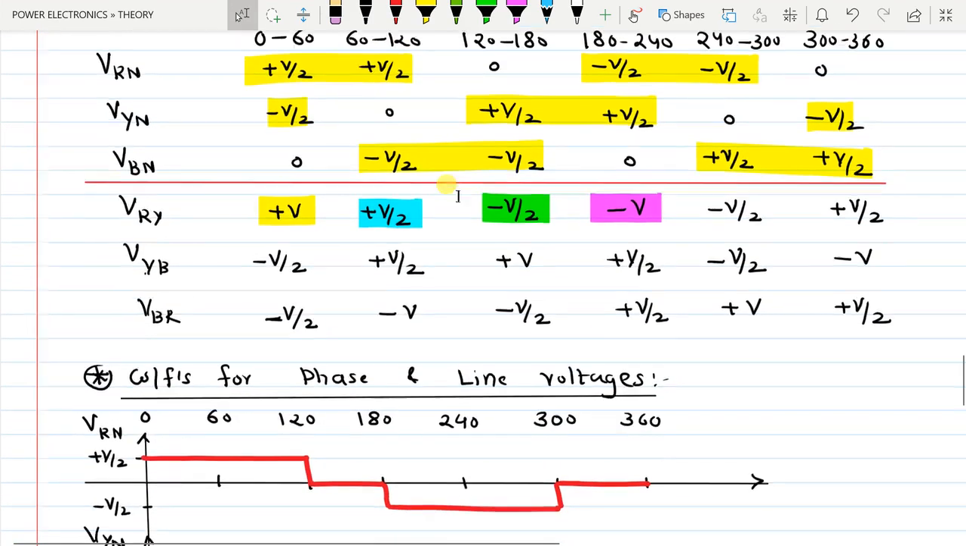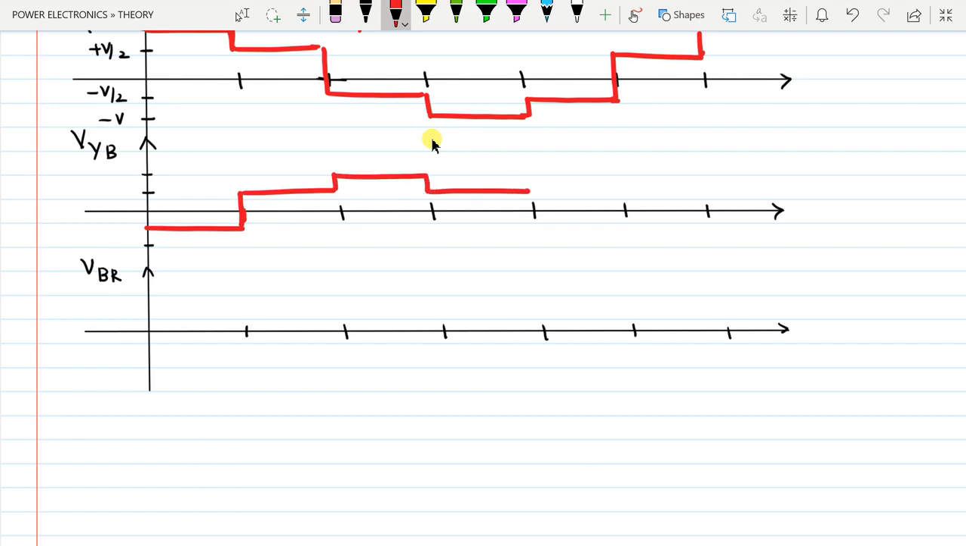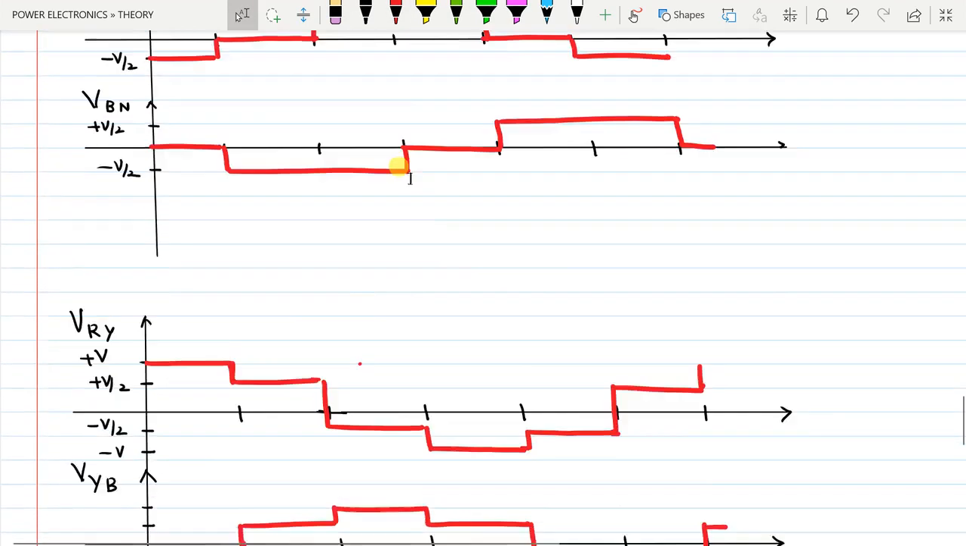Similarly, VYB: minus V by 2, plus V by 2, it will go to plus V, it will come like this, it will go like this. Similarly, minus V by 2, minus V.